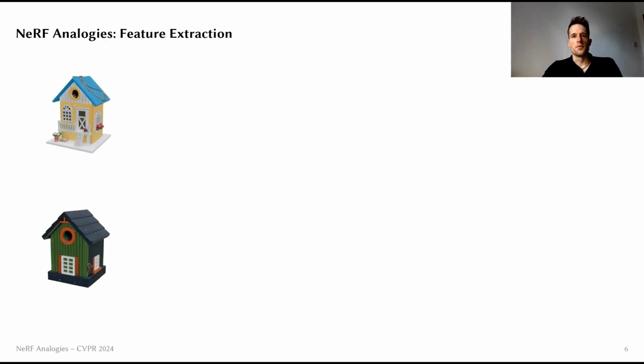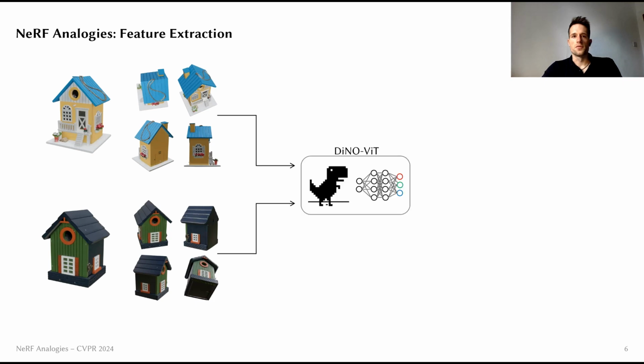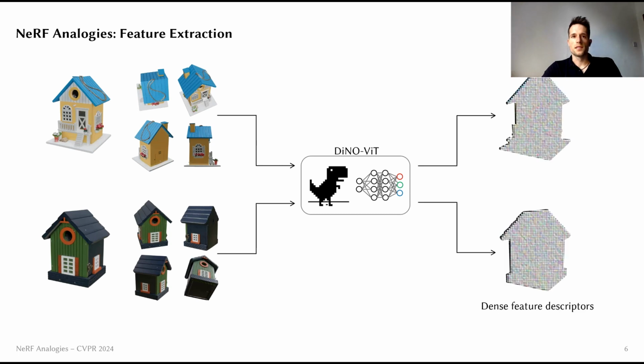For feature extraction, we render both the source NeRF and the target geometry from different viewpoints, generating a set of corresponding 2D images. For each of these images, we extract dense feature descriptors using a vision transformer, specifically DINO ViT. We use the key features of the attention block in the deepest layer, as these have been shown to best capture the semantic meaning of DINO ViT features. So now every pixel in both the target and the source image is associated with a deep feature descriptor.